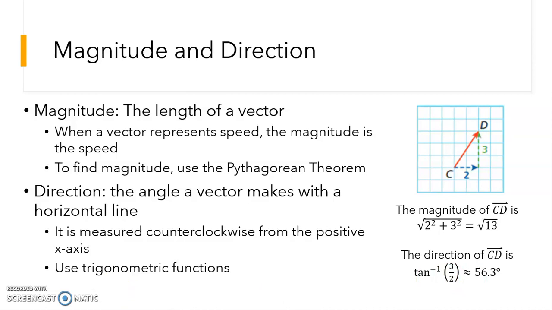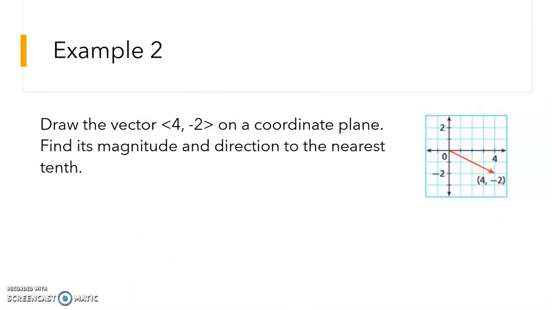So let's take a look at an example now. In example 2, I needed to draw the vector 4, -2 on a coordinate plane and find its magnitude and direction to the nearest tenth. Now when drawing the vector, I always just draw a normal coordinate plane, and then I just graph the point 4, -2, and I just draw an arrow from the origin to that point. So this red vector is the vector that I needed.